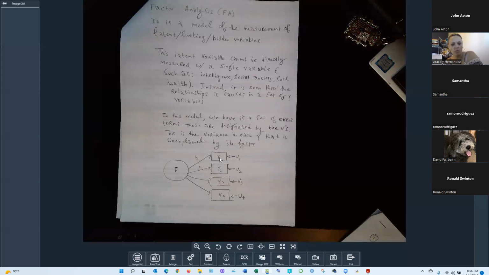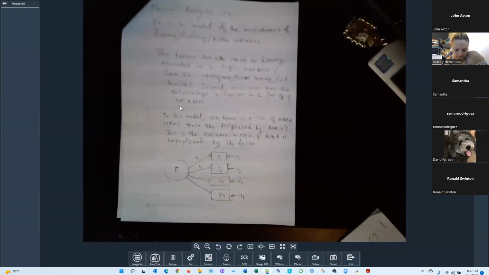Now here we do the other way around. The latent variable cannot be directly measured with a single variable. These are such as intelligence, because when you talk about the test score, the test score can be completely determined by intelligence. Another one, social anxiety, or soil health. Those are kinds of variables we cannot measure. Those factors we cannot measure. Instead, they are seen through the relationship. It causes the set of y variables.